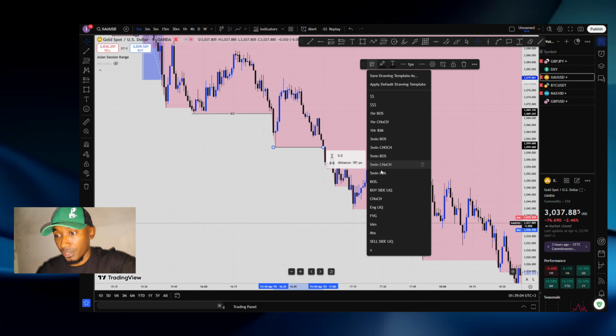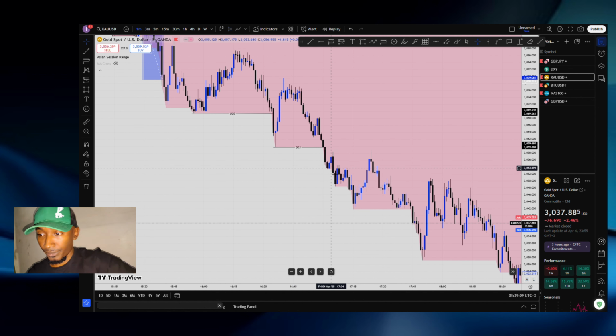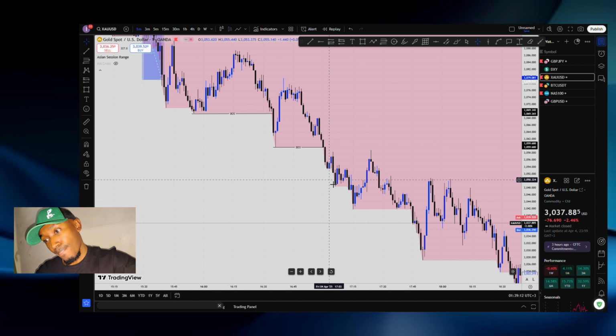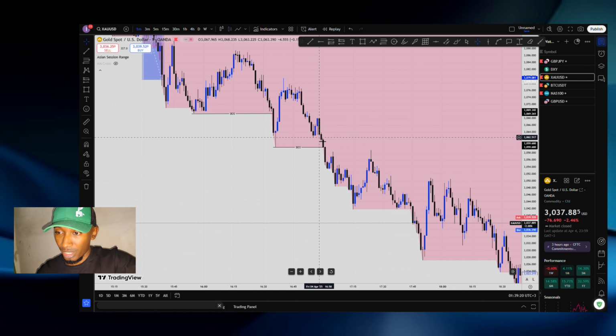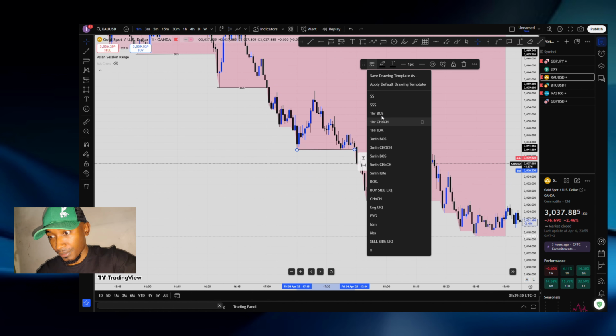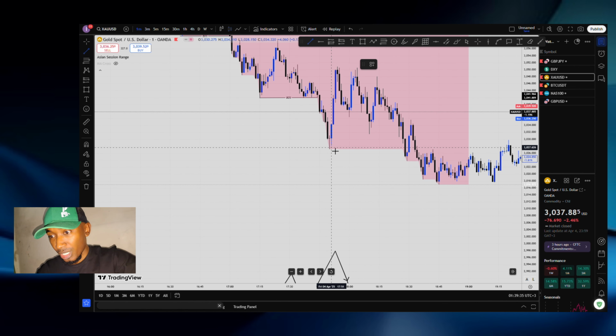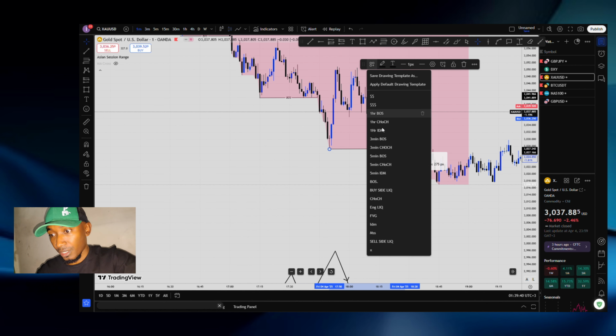Let's mark this. This could be a good supply zone, but price did not reach our supply zone. So instead, price created another break of structure around this zone. We just keep on going. Price again created another break of structure. We are on a 1 minute time frame, guys.